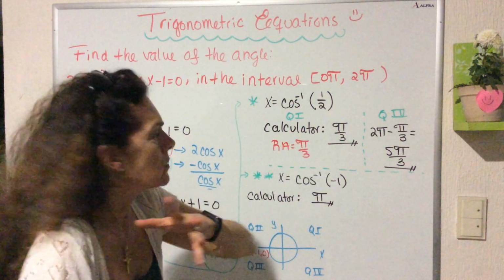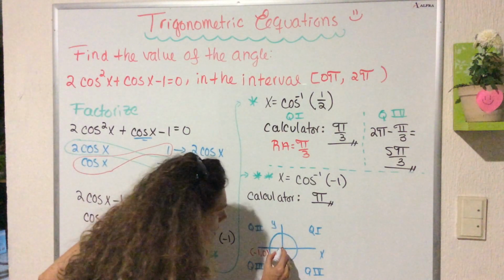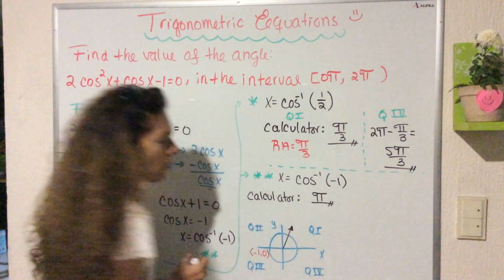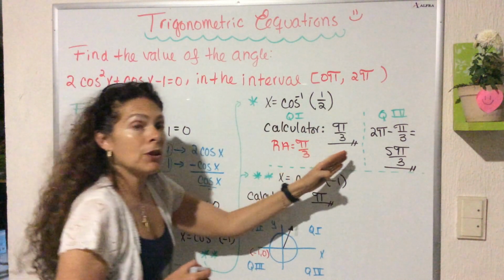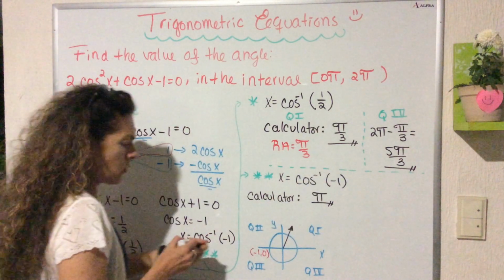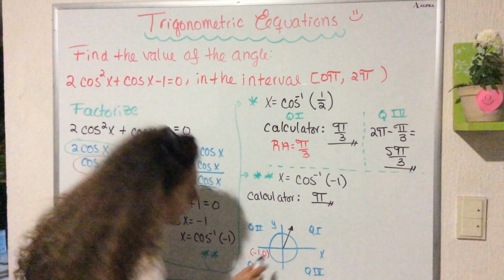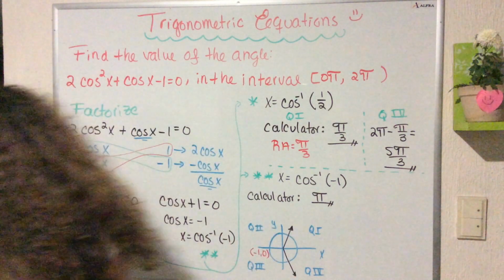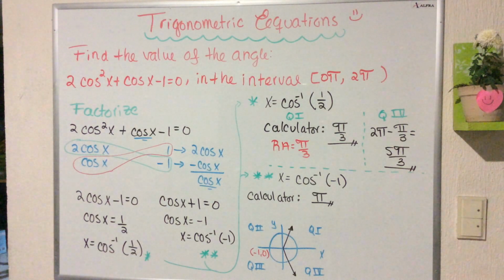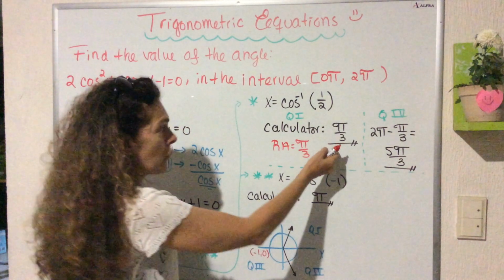In which quadrant is pi thirds? You remember that it is here, in quadrant 1. So you already have the answer in quadrant 1. But how are we going to get the answer in quadrant 4, where cosine is also positive? We have to look for the reflection, remember? Okay, teacher, we are going to look for the reference angle of this one.